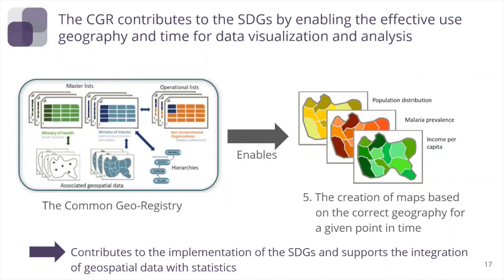Last but not least, by managing and sharing the geospatial data associated to the different geographic objects it contains, the CGR does not only support the creation of maps based on the correct geography for a given point in time, but does also ensure consistency between these maps. In conclusion, the CGR does not only contribute to the implementation of the SDGs, but also to the integration of geospatial data with statistics.